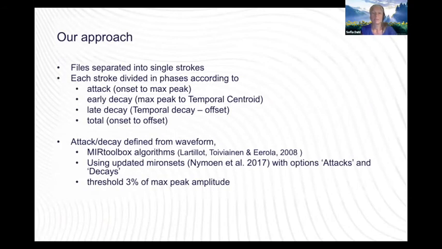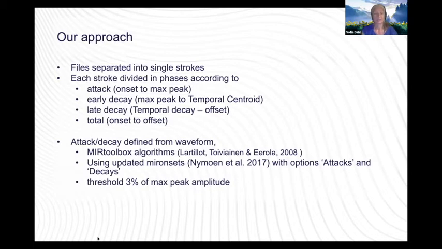We separated the files into single strokes and divided them into different phases according to the attack. The early decay phase, which we defined as from the maximum peak to the temporal centroid, and the later decay, which we took as from the temporal centroid to the offset of the stroke. And we used MIR toolbox algorithms, and specifically an updated version of the near onset function, to find this attack and decay point.